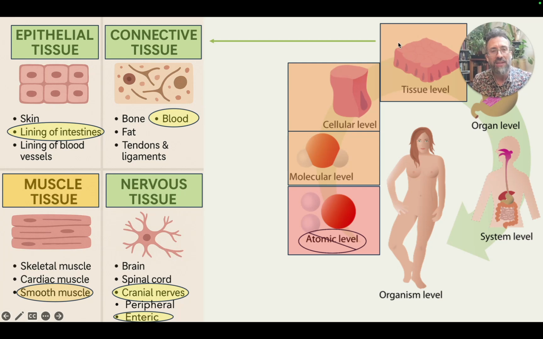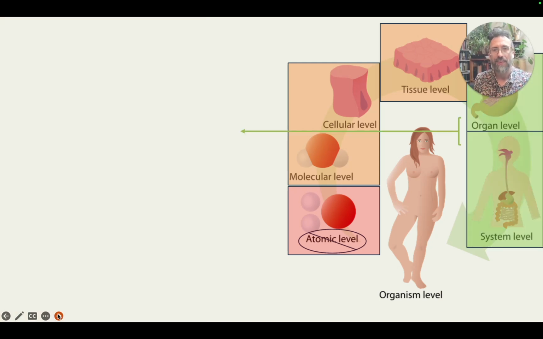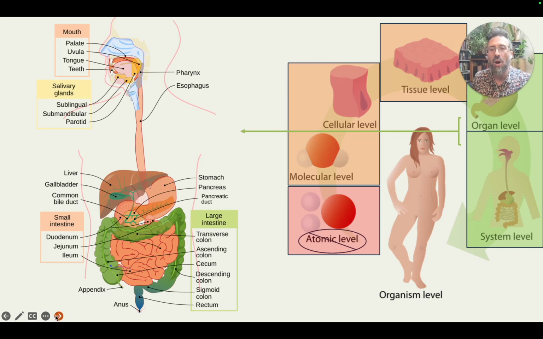So when we talk about the tissue level, this is what we're talking about, like the lining of the intestines, the smooth muscles that make peristalsis happen, cranial nerves and enteric nerves and blood, stuff like that. Those are all tissues. And then the organ system level, I'm going to talk about these a little bit together, but here are different organs in the digestive organ system. The small intestine and the large intestine are the 2 big ones to talk about in inflammatory bowel disease.